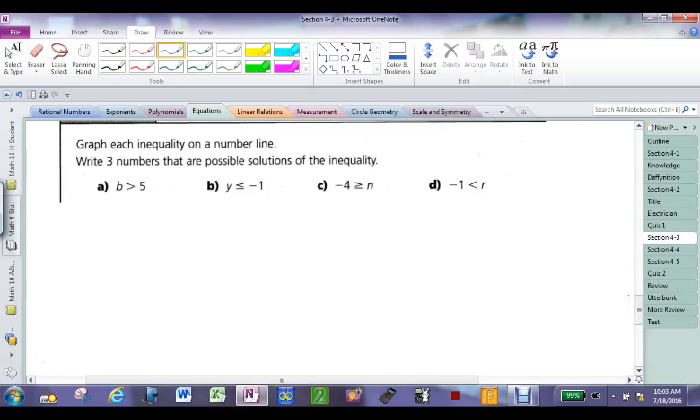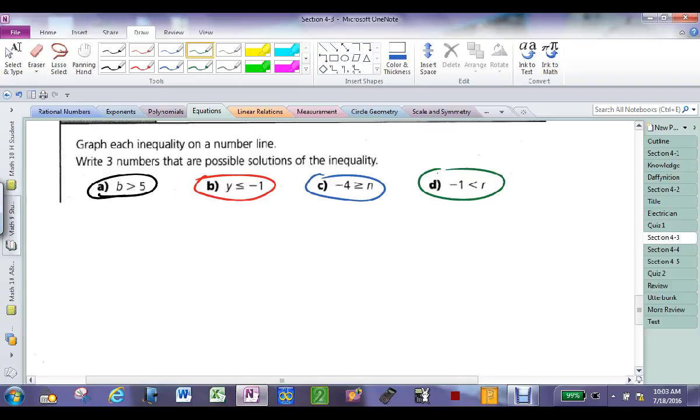So let's do some graphing. Graph each of these. I'm going to need to see 4 number lines. I'm going to do a black number line, a red number line, a blue number line, and a green number line. And I want 3 possible answers for each one.